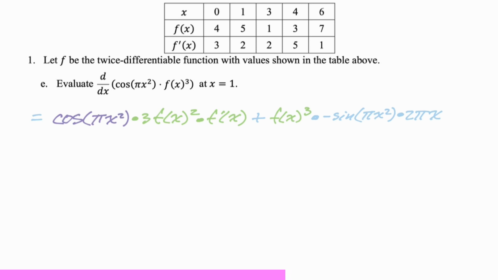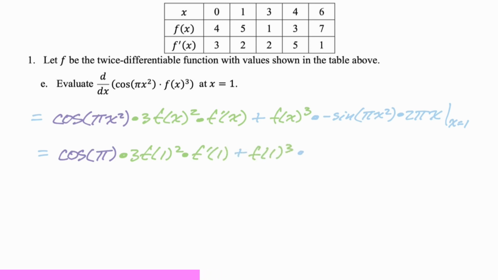Okay, now we need to evaluate this at 1, so we'll just say such that x is 1. I'm going to show the step where I just plug in 1. So I get the cosine of pi, 3 times f of 1, and then square it, and then f prime of 1, plus we've got f of 1, and we're going to cube it, minus sine of pi times 2 pi. Now, if you think this through before you do anything, you realize that the cosine of pi is negative 1, but the sine of pi is 0. So this whole second part here, because of that, just is gone.